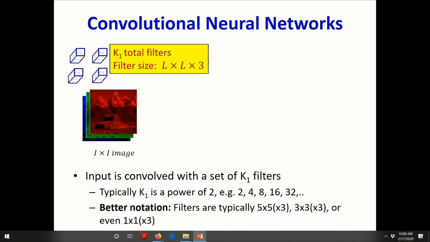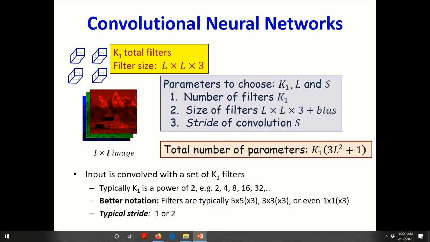So a better way to represent these filters is to say 5 cross 5 cross 3, where I'm putting the cross 3 in parentheses to indicate the depth, but it's in parentheses because that's a direction you're not scanning in. You're only scanning across the x and y. There's no scanning along the depth, right? And so the parameters you'd want to choose are going to be how many filters, how wide are the filters, and what is the stride.